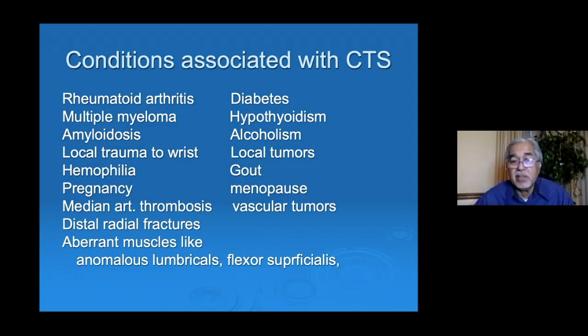In addition, systemic causes like diabetes, hypothyroidism, alcoholism, local tumor, gout, menopause, and vascular tumors can all be mechanical and systemic reasons for carpal tunnel syndrome. For management, one has to know all these things, because your decision whether to do surgery or medically manage it depends on having this kind of information handy.